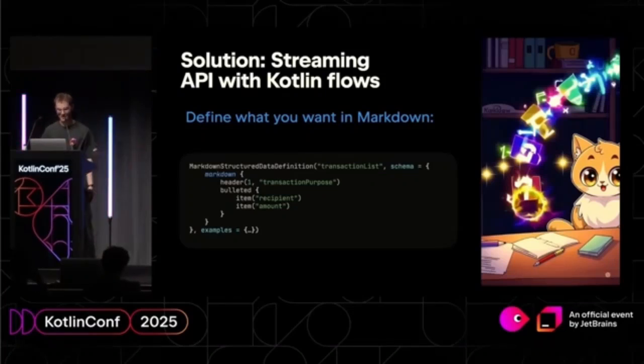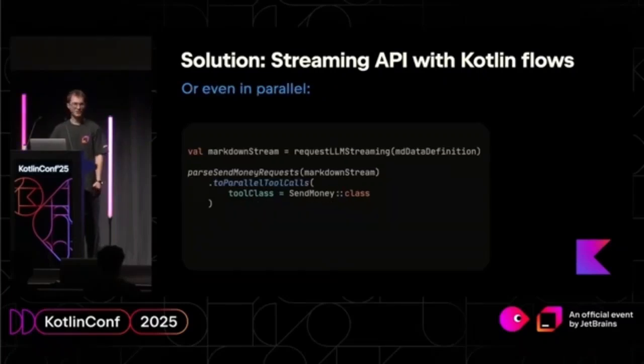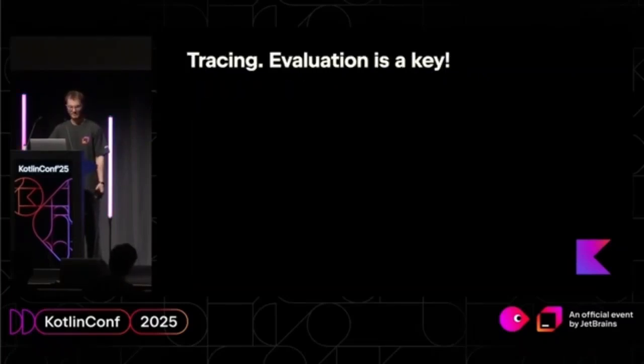And we're providing the Markdown API out of the box. You can use it. And then, that's it. You can just call tools on the fly. You request the stream from the LLM, and then, when some part is parsed, you call the tool. Or you can even do it in parallel.